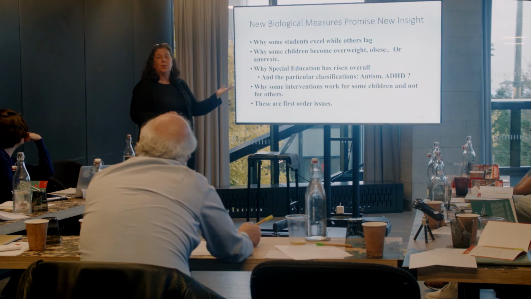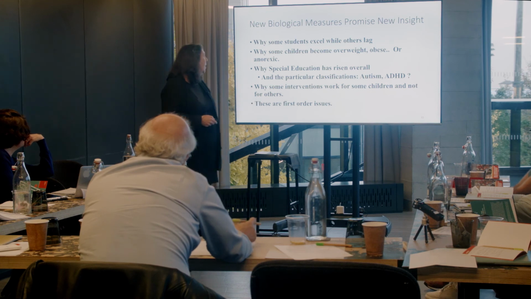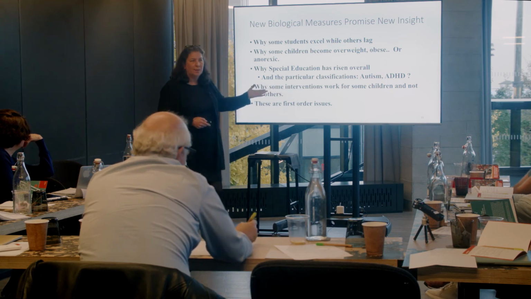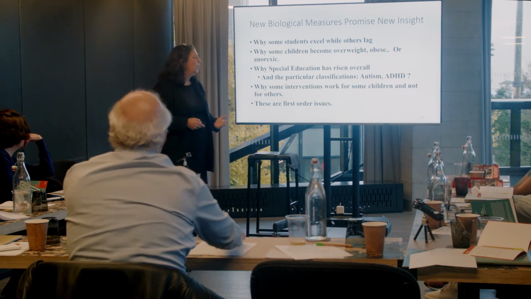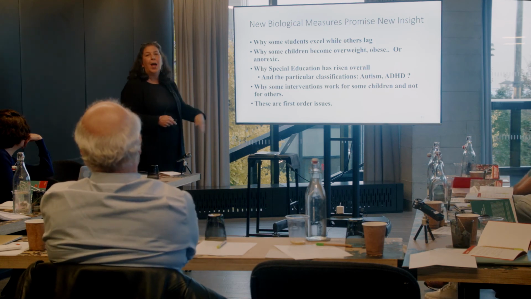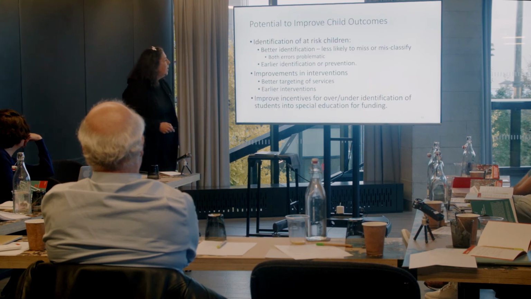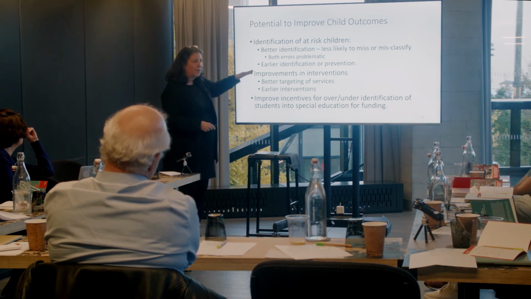Why do some students excel and other students lag under different circumstances? Why do some of them become overweight and obese or anorexic? All issues we see. What is driving the rise in autism? And is this something about the environment? Can we start to pick these things apart? These are all first order issues, I think. These are not small fringe issues. These are important ones.